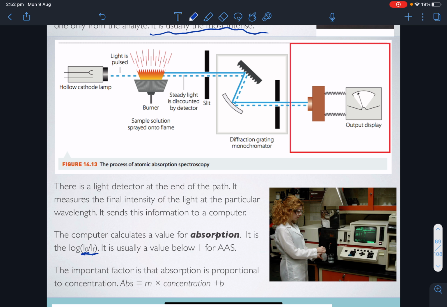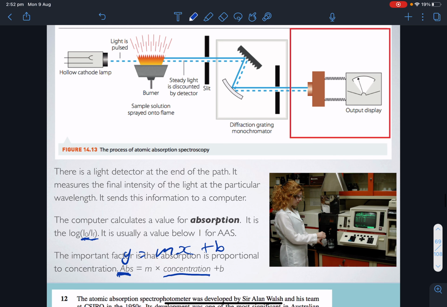The important thing here is that the absorption is proportional to the concentration. So in a y equals mx plus b plot here, our absorption or y value is some constant times the concentration and shifted up or down. So we're trying to find the relationship between absorption and concentration.